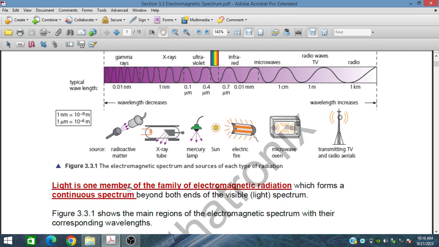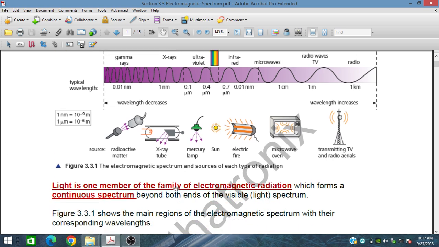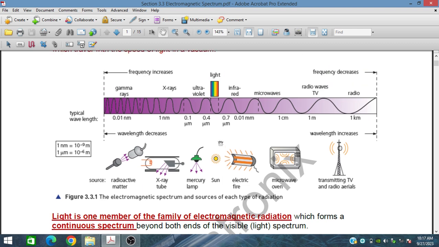Light is one member of the family of electromagnetic radiation, which forms a continuous spectrum. So this is a continuous spectrum. Light is just a subset of this whole set, just a small part. This is visible light, a member of the family of electromagnetic radiation, which forms a continuous spectrum beyond both ends of the visible light spectrum.